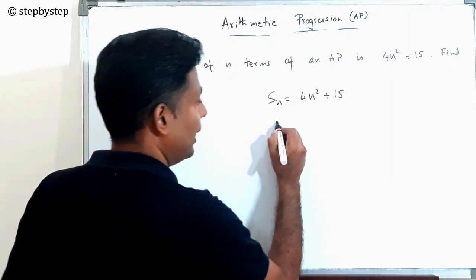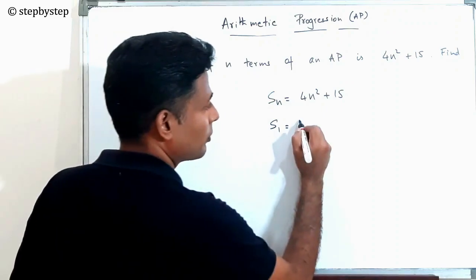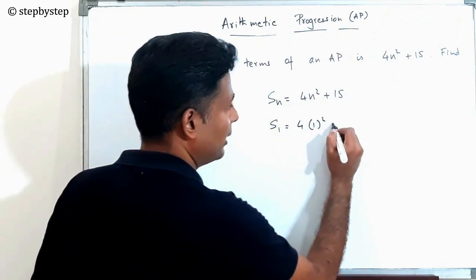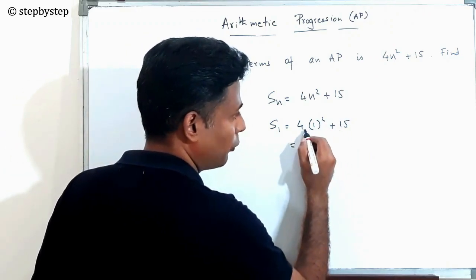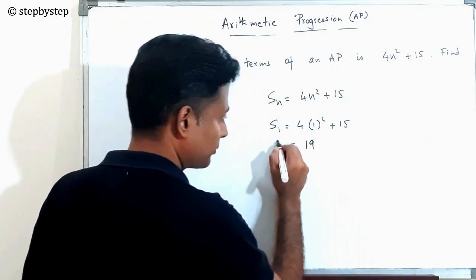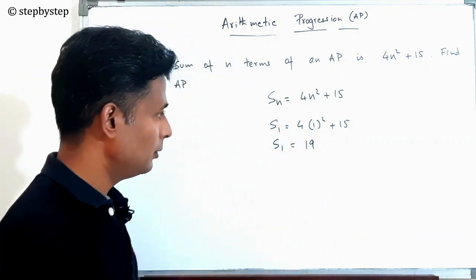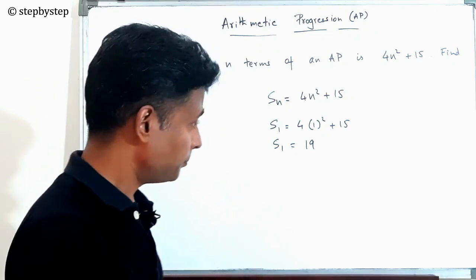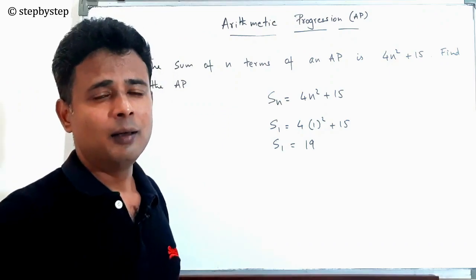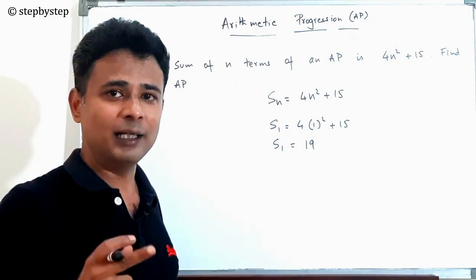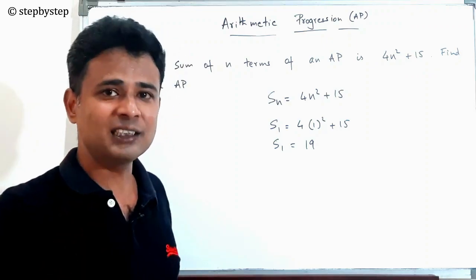Let's see. S of 1 will be what? 4 into 1 square plus 15. So 4 into 1 square is 1, 4 into 1 is 4, 4 plus 15 is 19. So we have found the sum of first term as 19. But does it make any sense? What is the sum of one term?